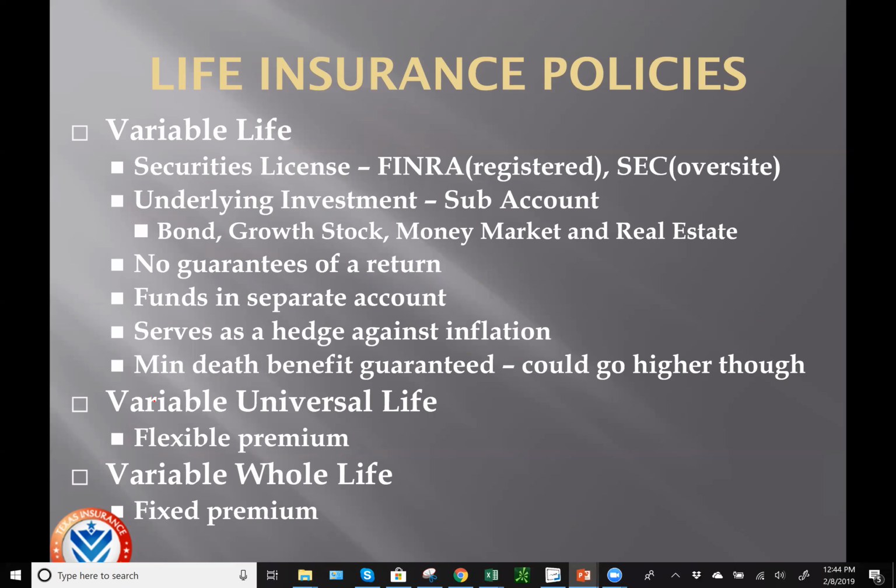So let me walk through the words you need to memorize on variable life insurance. First, if you as an agent would like to sell variable life insurance or variable annuities, you must not only have a life license, but you have to have your securities license.